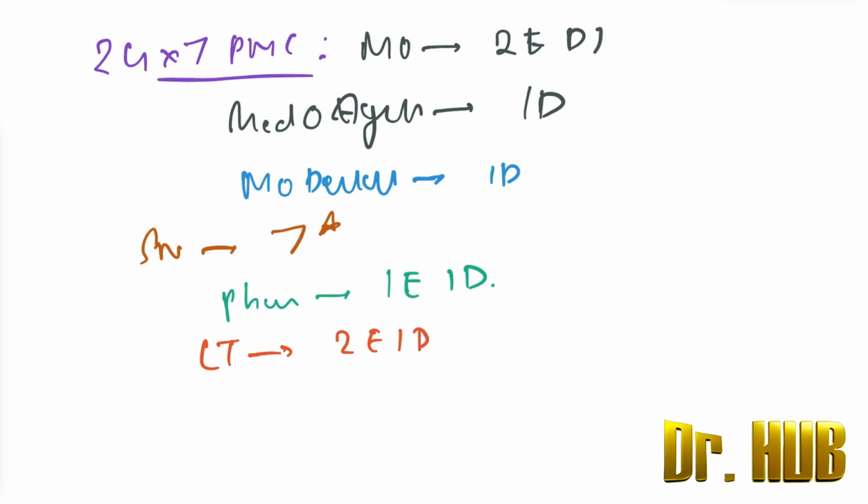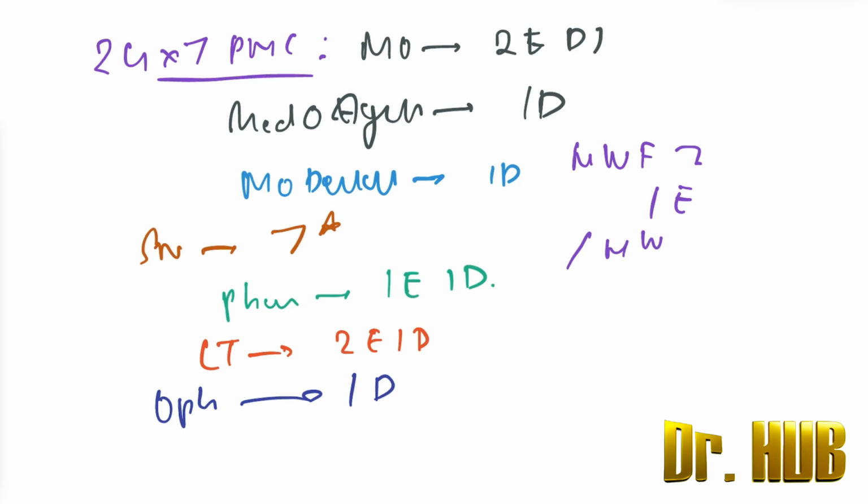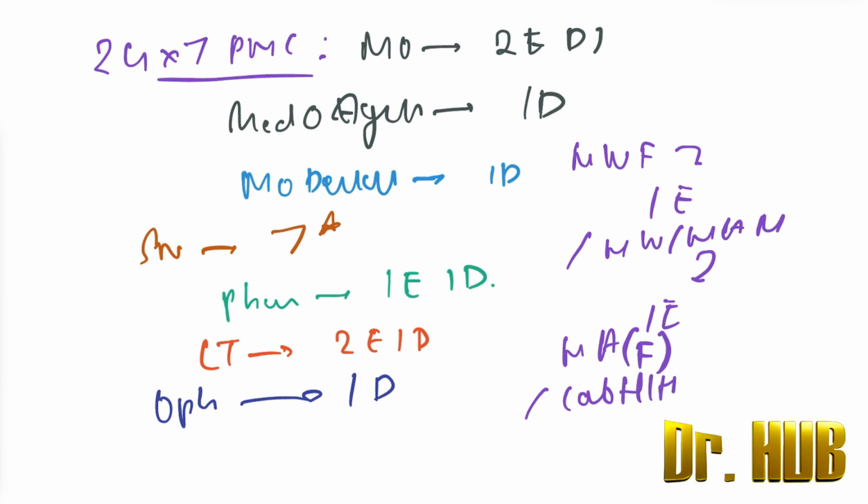And what about the ophthalmologist? The ophthalmic technician or ophthalmic assistant or the visual technician, this is going to be 1D. Next is the health worker female. In terms of the health worker female, it is 1E, as well as the health worker or the health assistant male. This is also going to be 1E. And the health assistant female or the lady health visitor, this is also going to be 1E.